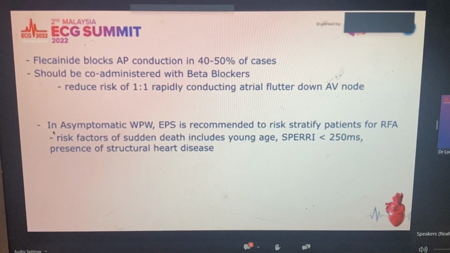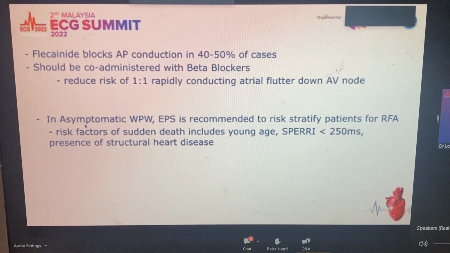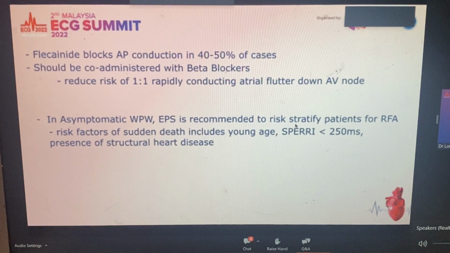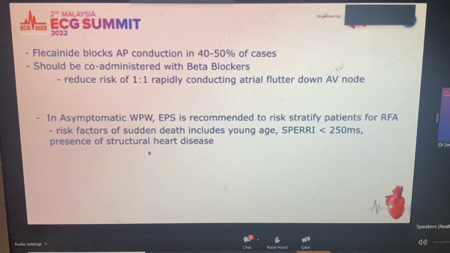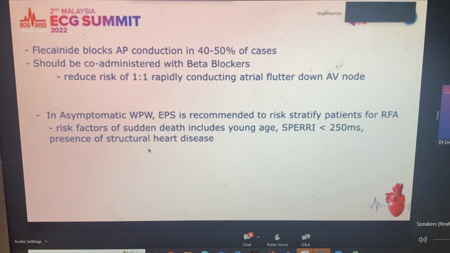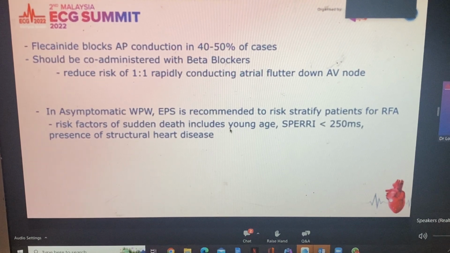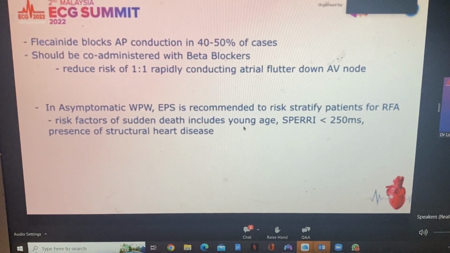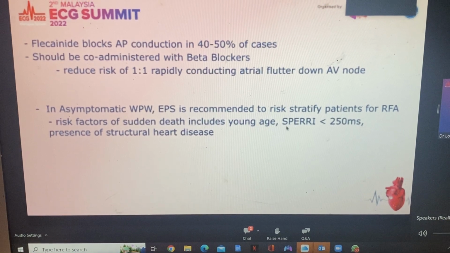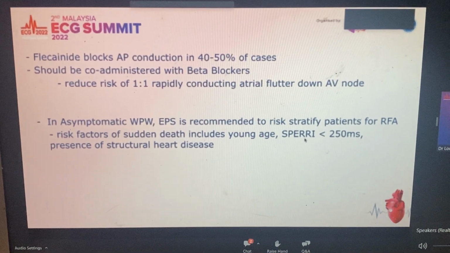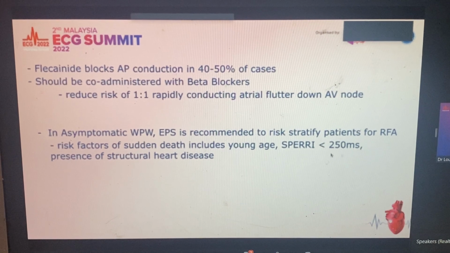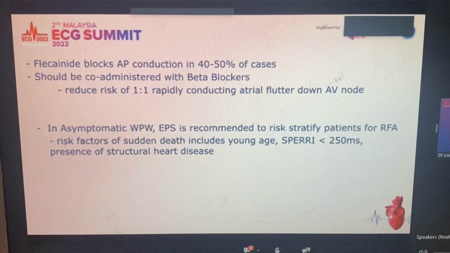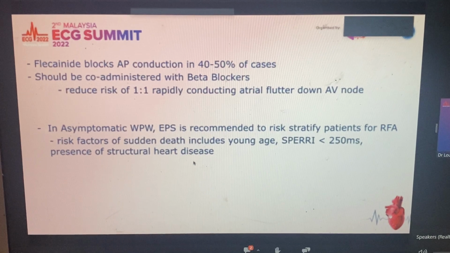And I'm sure in your practice you have seen patients with delta waves who are asymptomatic. In this group of patients, we recommend that they be referred for EP study to risk stratify the patient. Some risk factors for sudden death in patients with asymptomatic WPW are young age, a shortest pre-excited RR interval of less than 250 milliseconds, and on TTE, the presence of structural heart disease. So these patients should be ablated even though they are asymptomatic.